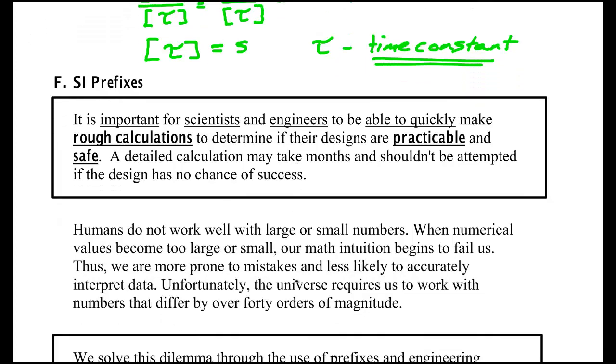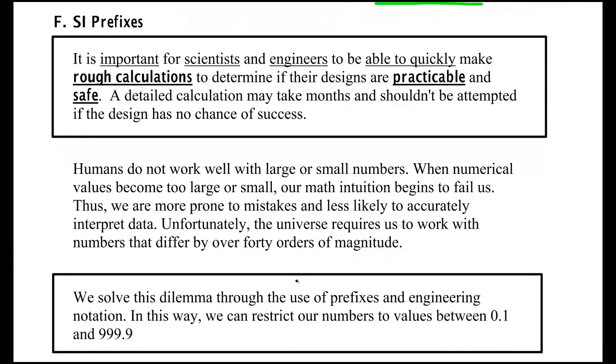So how do we do that? We deal with what are called prefixes. To make rough calculations, to make practical and safe designs, we need to find a way to work with numbers. What we've done is we developed a set of prefixes and a thing called engineering notation. There's also something called scientific notation, which is related, but I don't think is as powerful as the engineering notation. Well, the few times I will ever say that, actually. Most of the time, generally the scientific stuff is stronger, but not in this case.